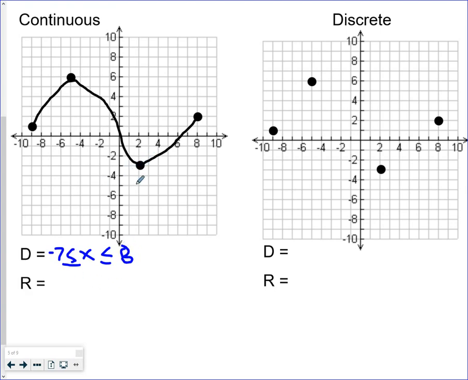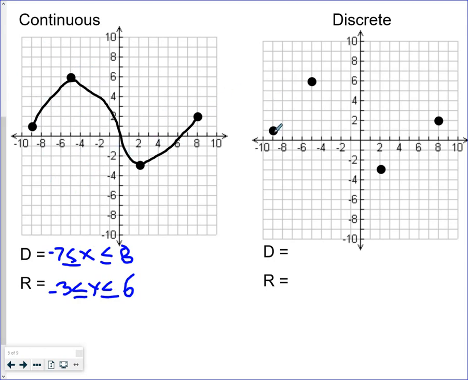Again, my range is the same way. If you want to think of that for yourself right now, you can go ahead and pause it real quick. But my range is going to be from -3, and then I go all the way up to my highest point, which looks to be about 6. So a nice continuous graph.